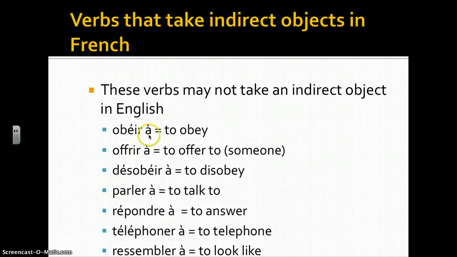I forgot one last thing I want to remind you about, which is that there are some verbs that take indirect objects in French, and they wouldn't in English. Okay? Check it out. How will you know? You'll see an à. Obéir à, offer à, désobéir à, parler à, répondre à, téléphoner à, ressembler à. Anytime you see an à, okay, it has to be indirect in French.